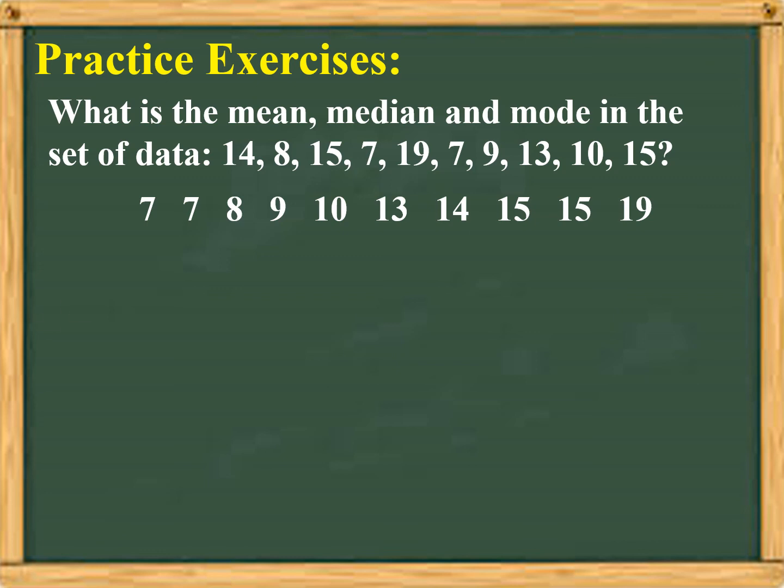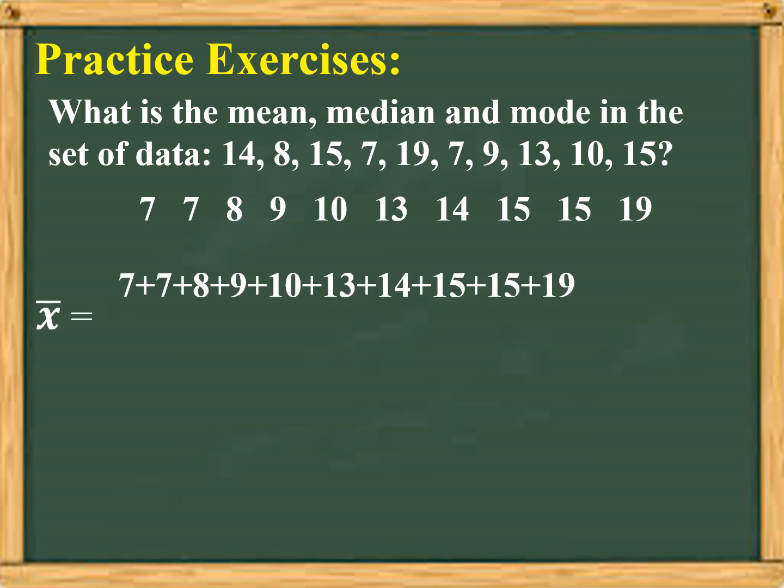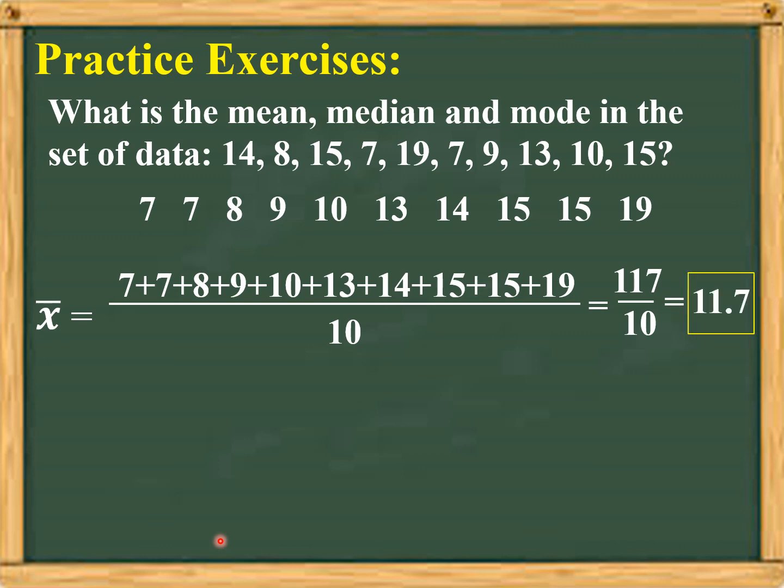So, now let's answer the mean. In-arrange na natin since hindi naka-arrange yung ating data. So we have 7 plus 7 plus 8 plus 9 plus 10 plus 13 plus 14 plus 15 plus 15 plus 19 over how many data do we have? So we have 1, 2, 3, 4, 5, 6, 7, 8, 9, 10. So over 10. The sum of 7, 7, 8, 9, 10, 13, 14, 15, 15 and 19 is 117 over 10. So if we have 117 over 10, we have 11.7. So this is our mean.